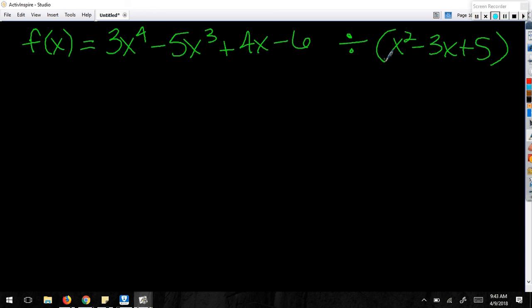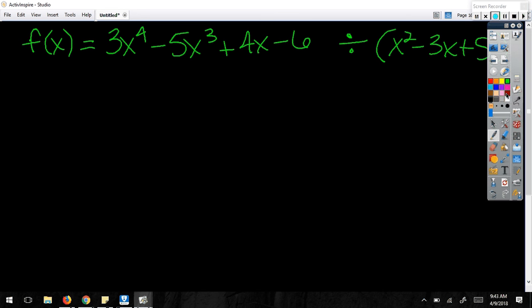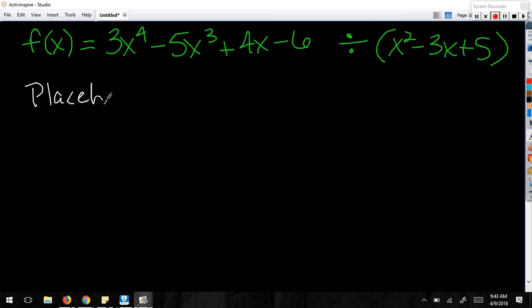So the first thing you have to do before we actually set this up is you need to look for what we call placeholders. Does anybody know what I mean when I say placeholders? It seems like we've done that in here. Have we done placeholders? No? Placeholders do exactly what it sounds like they do. They hold the place of something.